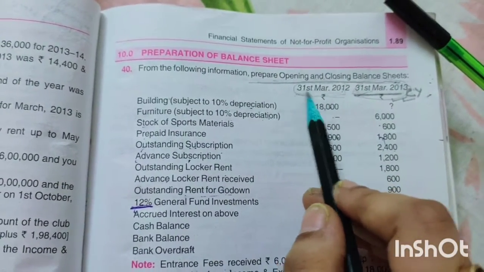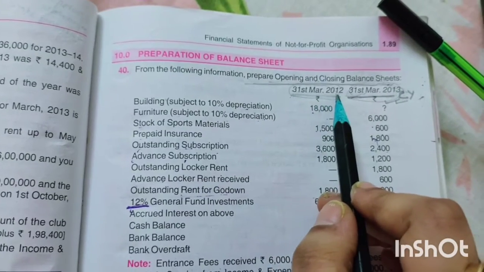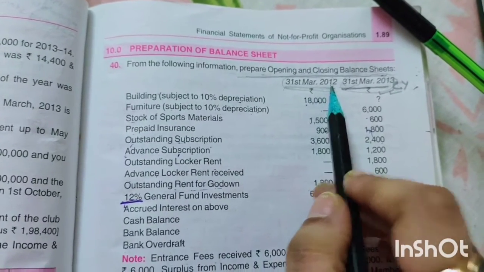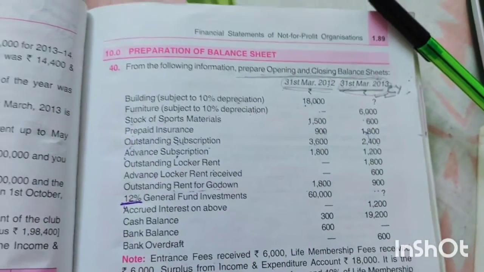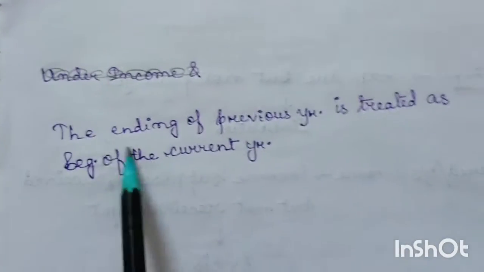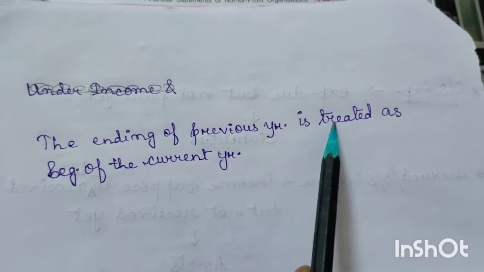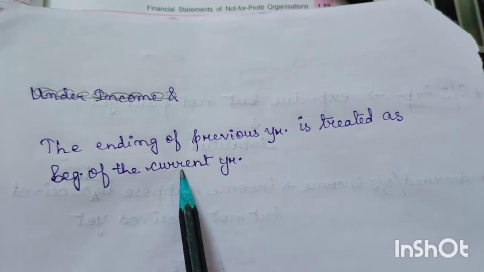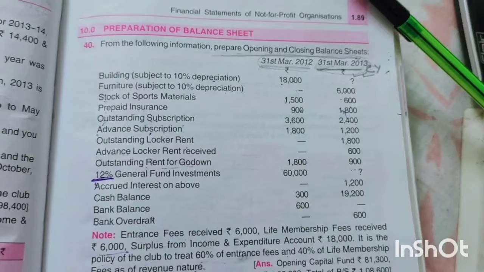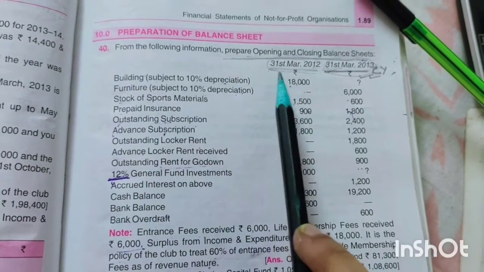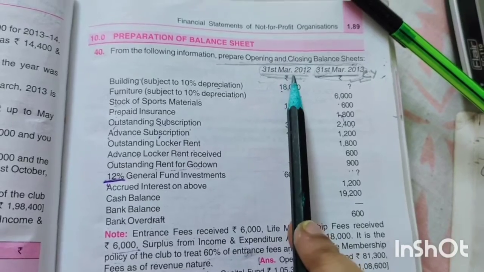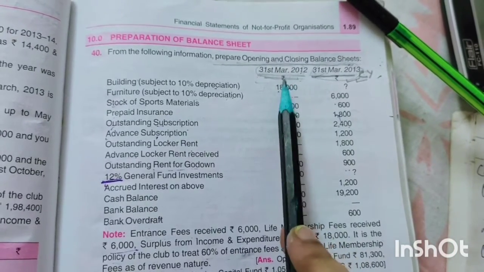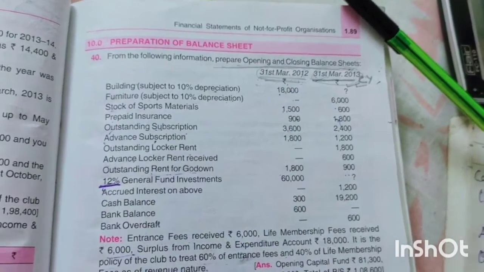What is the date given here? 31st March 2012. That means the ending of previous year. I have explained earlier also that the ending of previous year is treated as beginning of the current year. Means whatever balances is recorded here under 31st March 2012, that means the ending of the previous year, will be treated as opening balance for the current year.